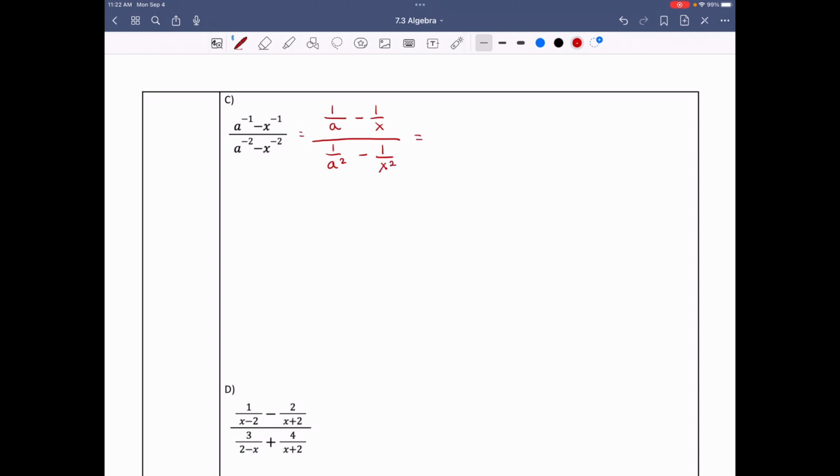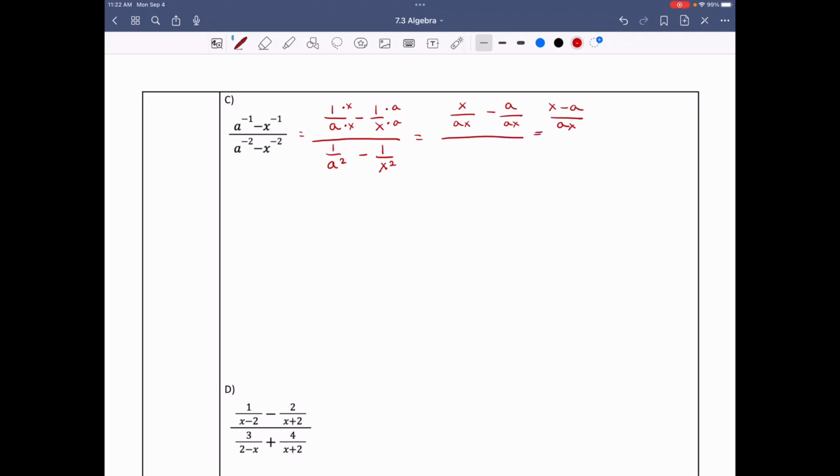Now in the numerator, I need to multiply, for the first method, the first fraction by x over x, and the second fraction by a over a. All right, that gives us 1 over ax minus a over ax. Or we could just write that as x minus a over ax if you wanted to skip to that step.